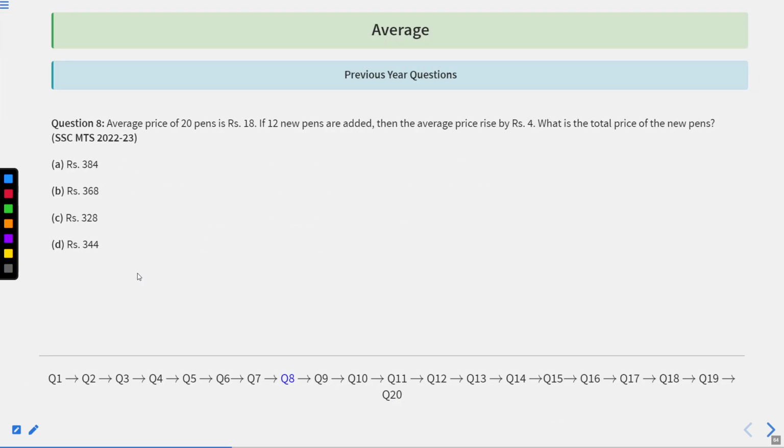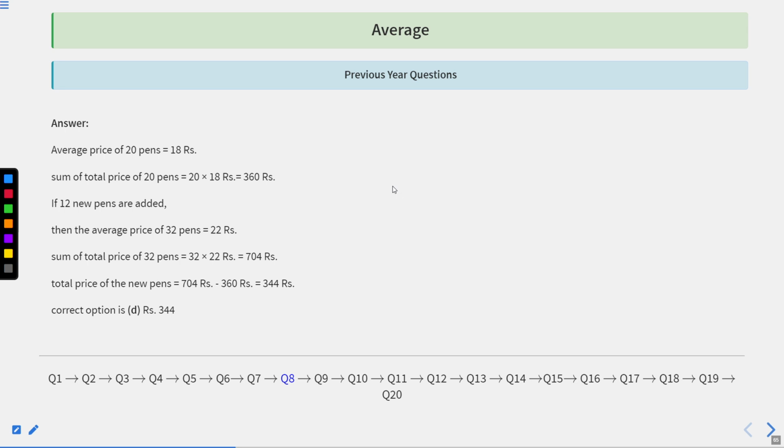Average price of 20 pens is 18 rupees. So we have 20 pens and their average price is 18 rupees. If 12 new pens are added, so now we have 12 new pens added to the collection, and now we have 32 pens in total. So the average price rises by 4. So earlier the average price was 18, and now the average price is increased by 4. Correct? So what is the total price of the new pens? So we are interested in finding the price of the new pens.